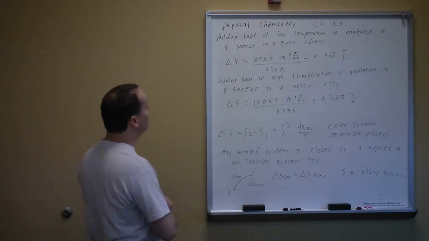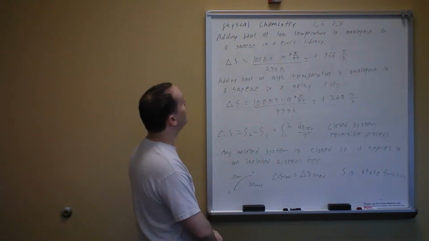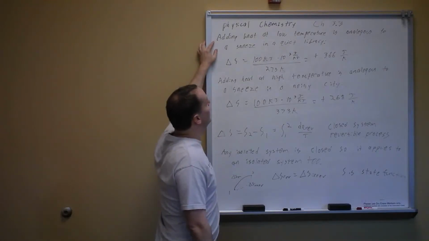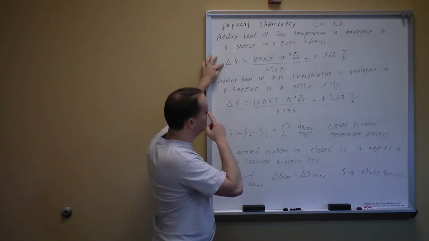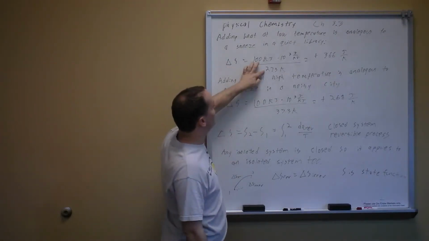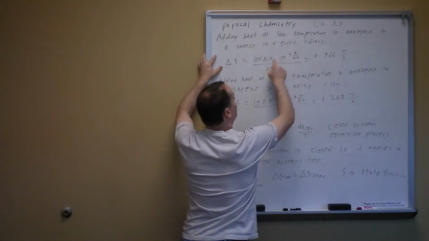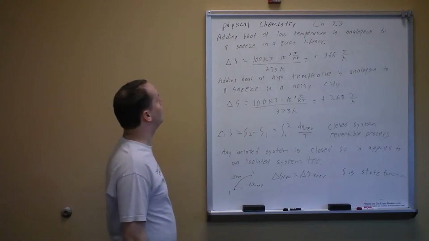Okay, continuing on physical chemistry, chapter 3, section 3, more about entropy. If you add heat at low temperature, it's kind of like a sneeze in a quiet library. Let's calculate delta S, assuming we're going to add 100 kilojoules at 273 kelvins. We want the answer in joules per Kelvin, so we're going to convert from kilojoules to joules, and that gives us positive 366 joules per Kelvin.